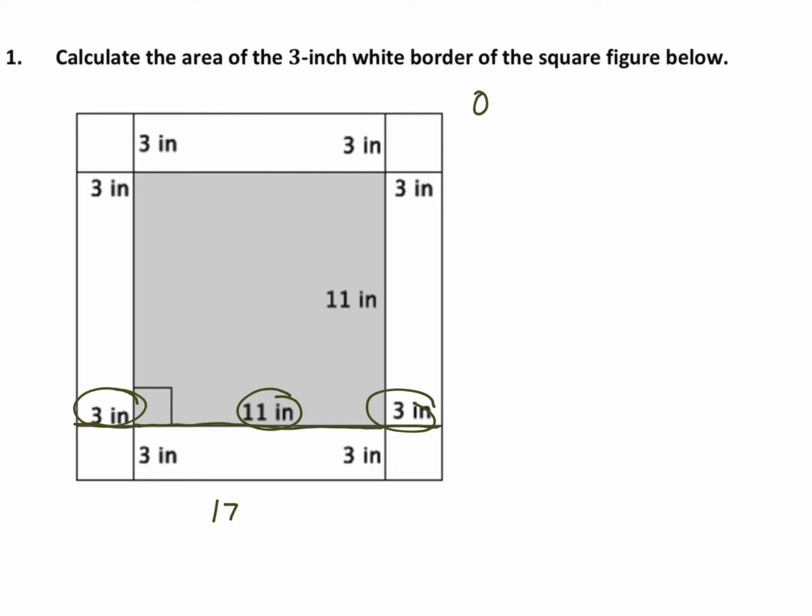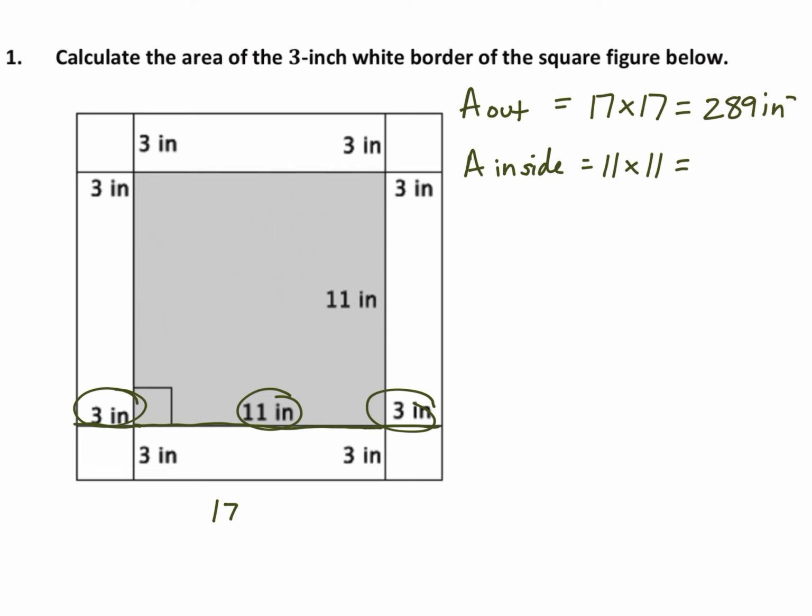So the area of the outside square is 17 by 17, and the area of the inside piece is 11 by 11. So the first one comes out to 289 inches squared, and the inside comes out to 121 inches squared.